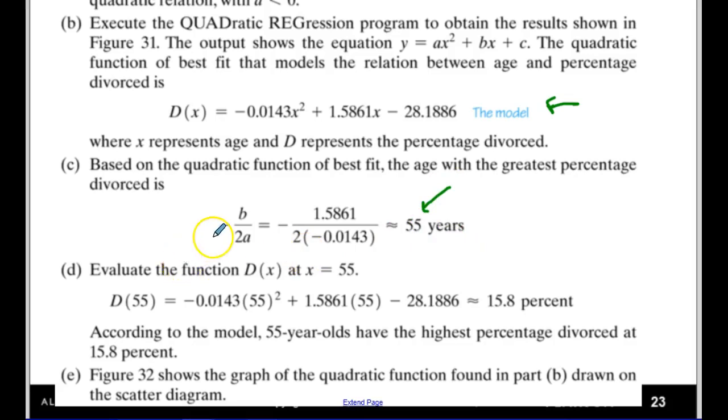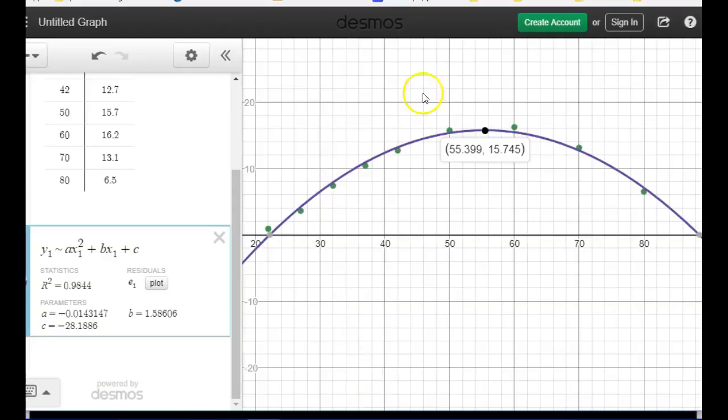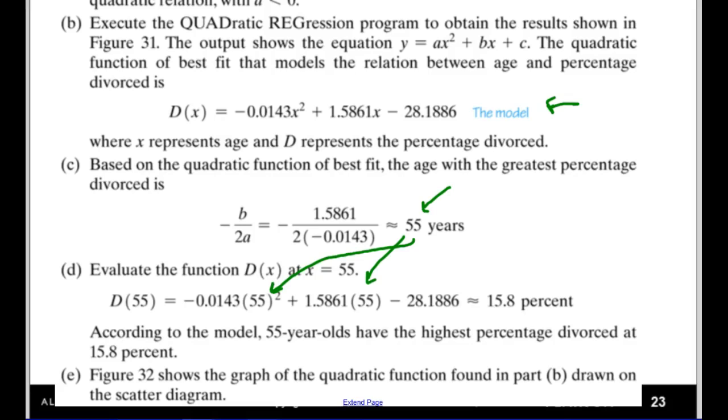Okay. So now part D asked us, what is the percentage at that rate? So now I can plug this in anywhere I see an x in my equation and get to 15.8%. You'll see that it's also here in my Desmos when I use that. So both will get me the same solution. Okay. So then we just had to draw that scatter plot again.